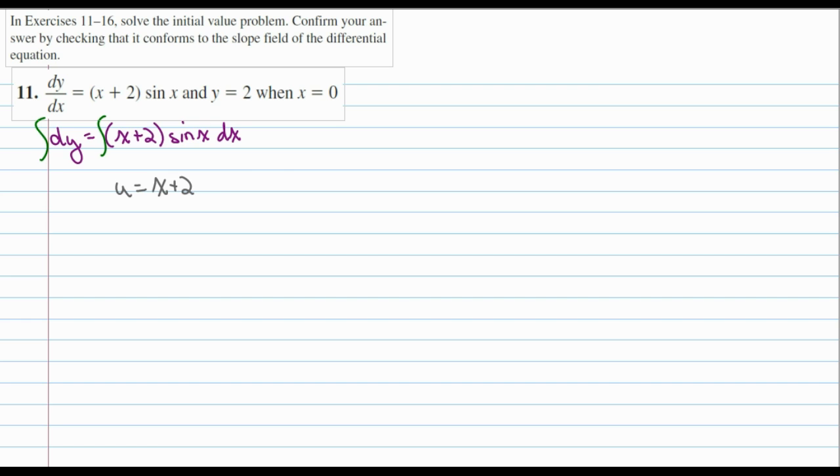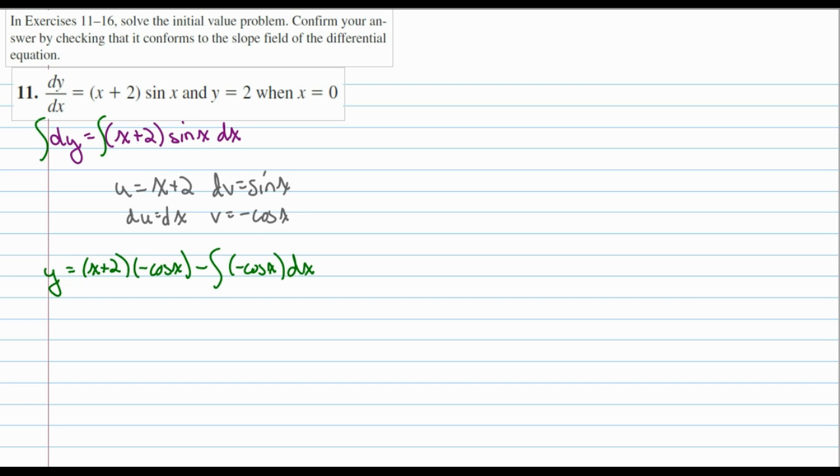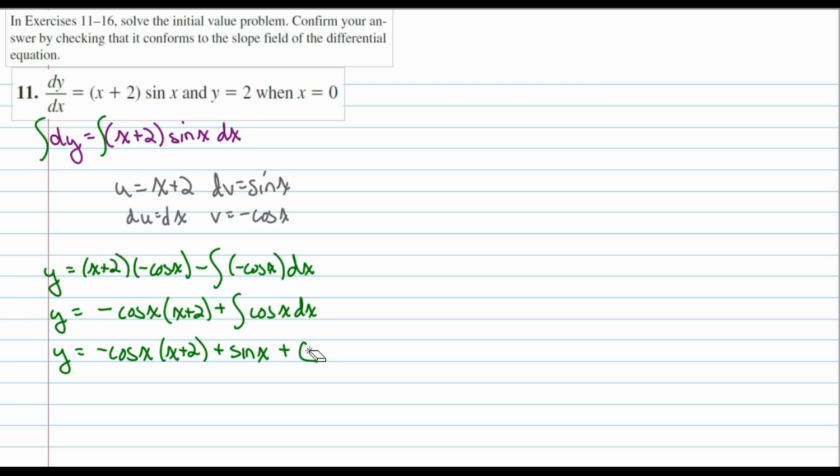So u is going to be x + 2. dv is sine of x. The derivative of u is dx. Then the antiderivative of dv is v equals negative cosine of x. So y equals the antiderivative of dy, u times v, minus v times du. Now the one negative on the inside of the integral can come outside, and I have a plus the antiderivative of cosine of x, which is a very easy antiderivative for me to do. That would be sine of x, and then of course plus C.